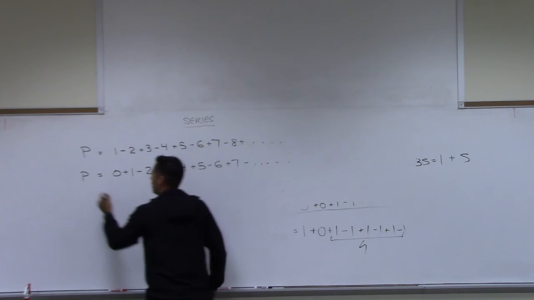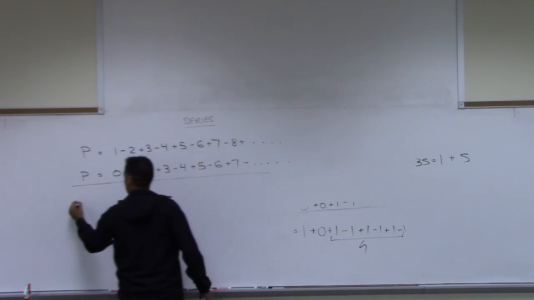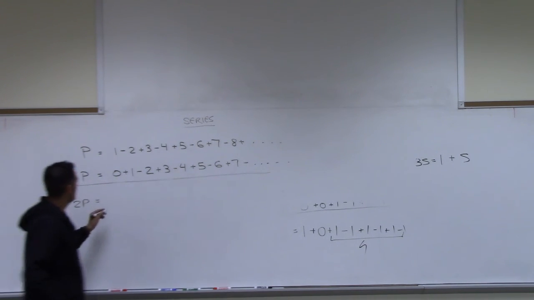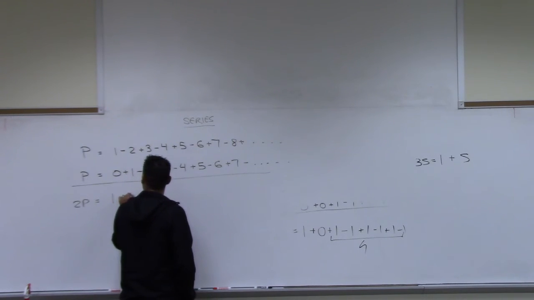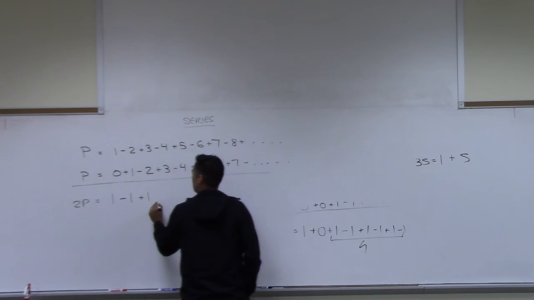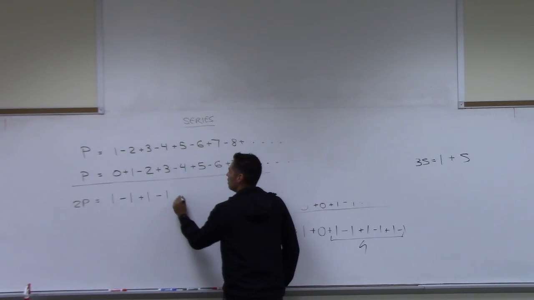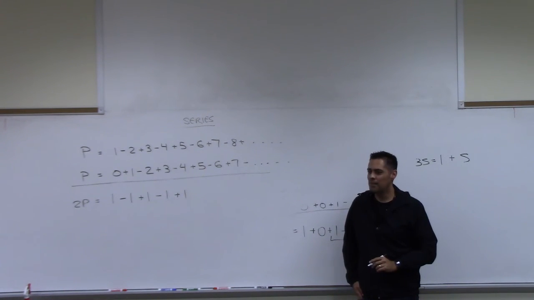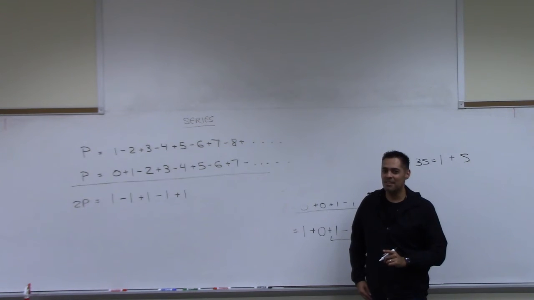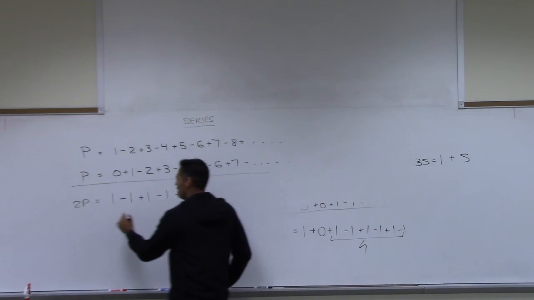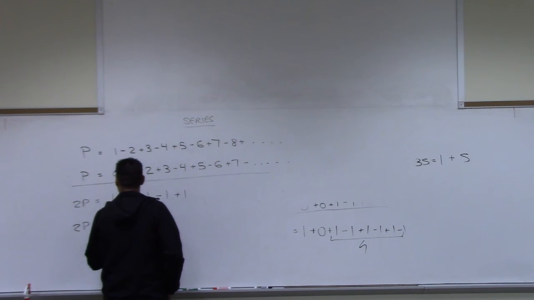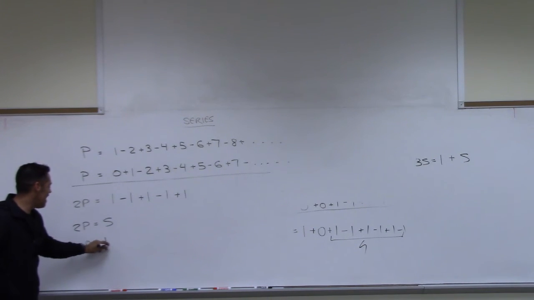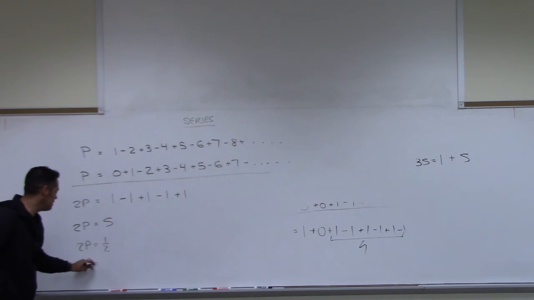Okay, what would happen if we add these two together? You get 2P equals 1 and then constantly minus 1: 1 minus 1 plus 1 minus 1 plus 1. Yes? But what is that? That was S. So P equals S. What's S? 1/2. Hold on. This is 2P equals S, right? But S was a half. So 2P is a half, which means that P is a fourth.